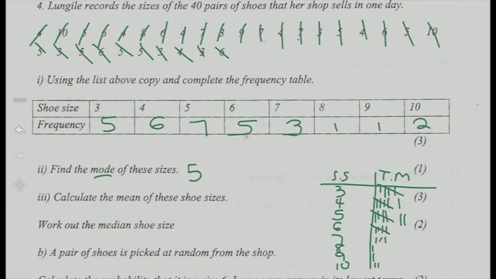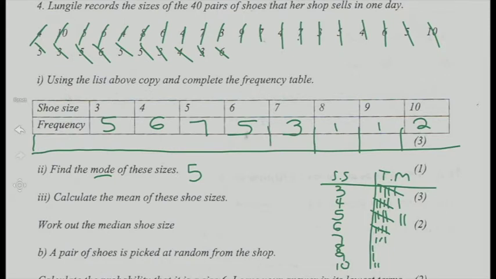Calculate the mean of the shoe sizes. The mean, remember, so we must add another column here for the mean, because this is a frequency table. So the total here, we have 30 here. So the mean, 3 times 5, we have 15.